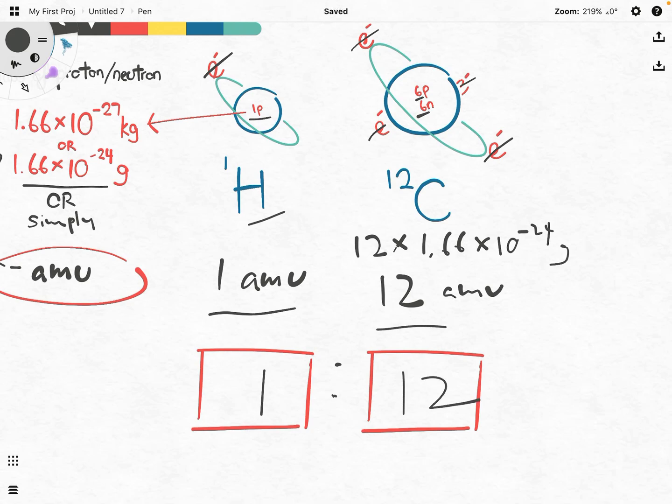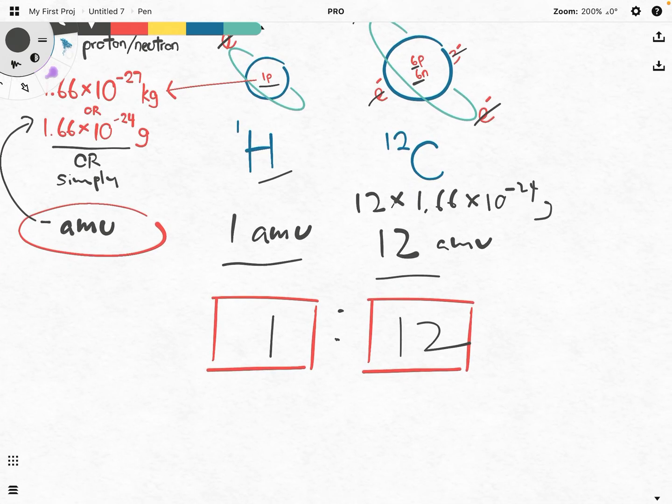Notice no more units involved. That's because we are just comparing relative to each other. What are the masses relative to each other? Hydrogen is just 1/12 of this carbon 12 atom. So that's what relative masses are. We're dealing with relative masses. We are no longer dealing with the units. We are just comparing between the masses and just finding a ratio.